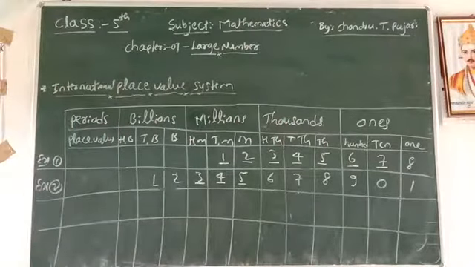Next, you can put the comma in the international number system. In the international system, there are 4 periods. Each period has 3 places. Therefore, example 1: put commas on 3, 7, 8, 1, 7, 8, 2 in the international number system.